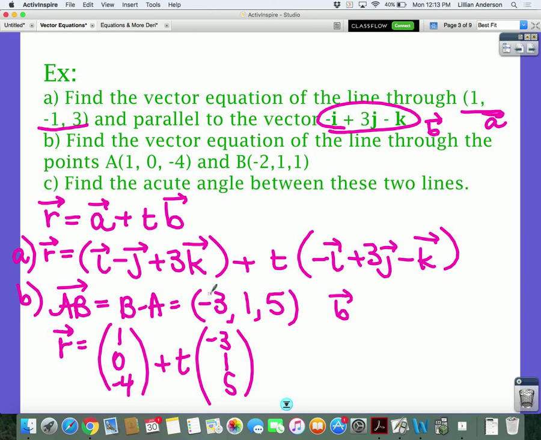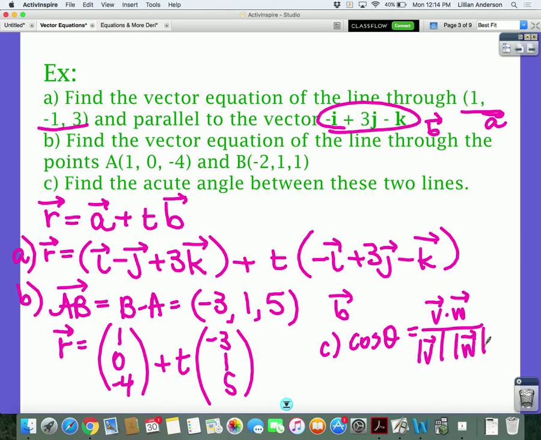Now C says we're going to find the acute angle between the two lines. We have to find the angle between two vectors, so that means we're going to use what formula? The angle between two vectors formula. Which involves what? Cosine theta equals the dot product of V and W over magnitude V times magnitude W. We are going to use this formula right here. This is the formula to find the angle between two vectors.